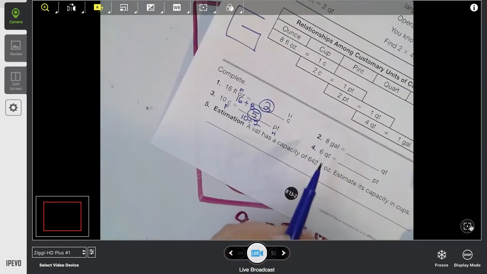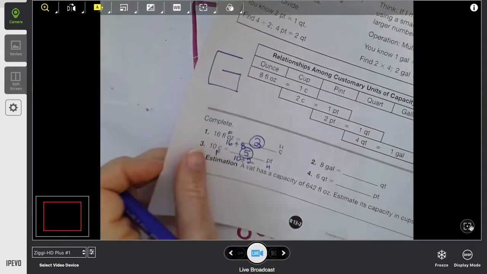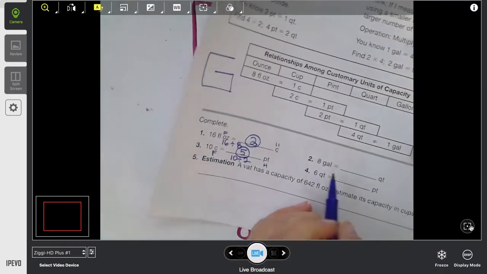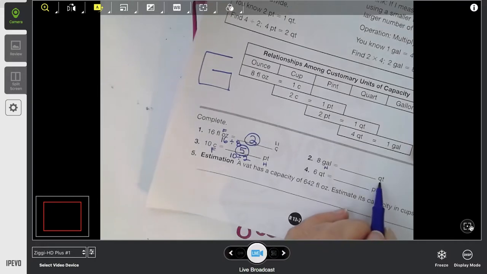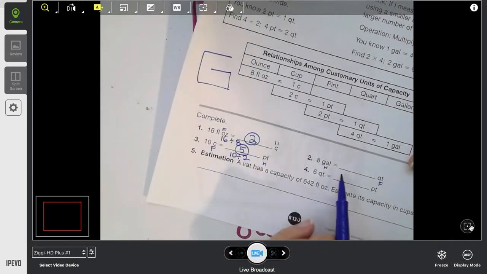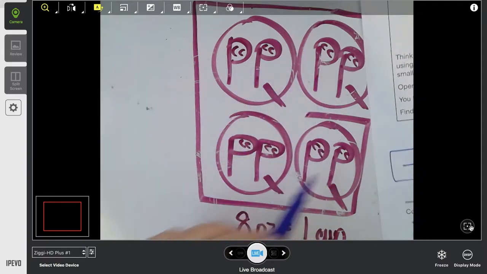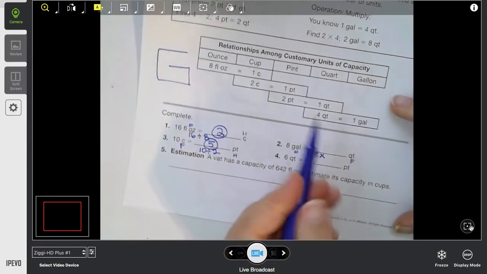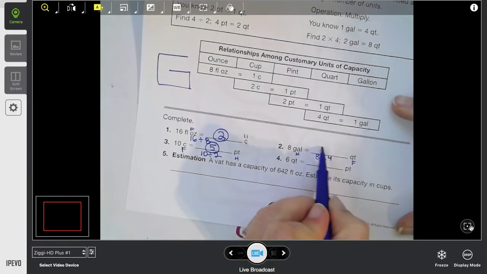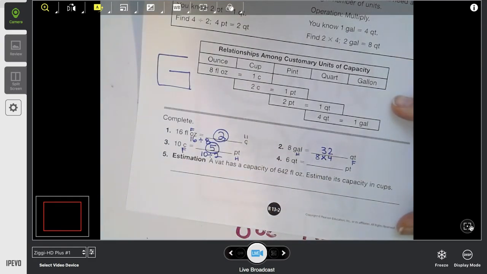8 gallons is how many quarts? Well, all my 4 quarts go inside a gallon, so this one has to be larger. So the gallon is the horse, the quart is the fly. Horse to fly, multiply. We're going to take our 8 gallons and figure out how many quarts are in each one of those gallons. 1, 2, 3, 4. So we're going to do 8 times 4. 32 quarts.